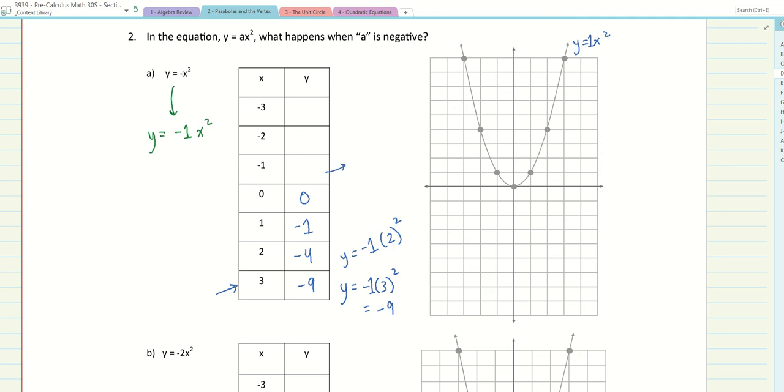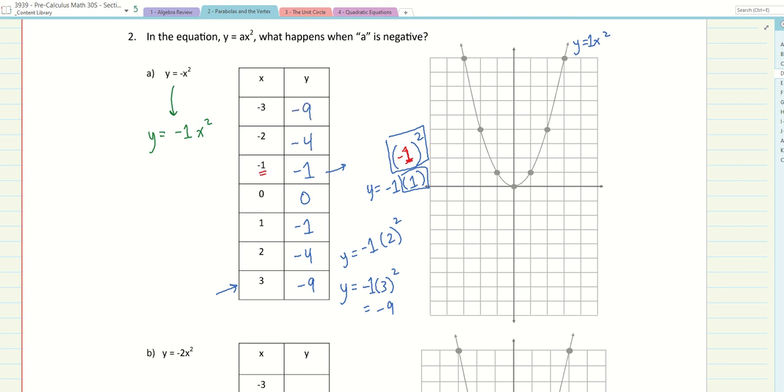Okay, let's do this one. So y is equal to negative 1 times, now we're plugging in negative 1. Negative 1 times negative 1 becomes positive 1, so that works out to positive 1. And then negative 1 times 1 is negative 1 again. And we know by symmetry that these numbers are going to repeat.